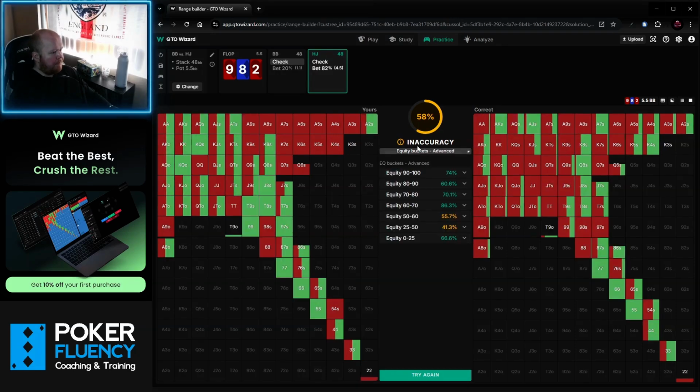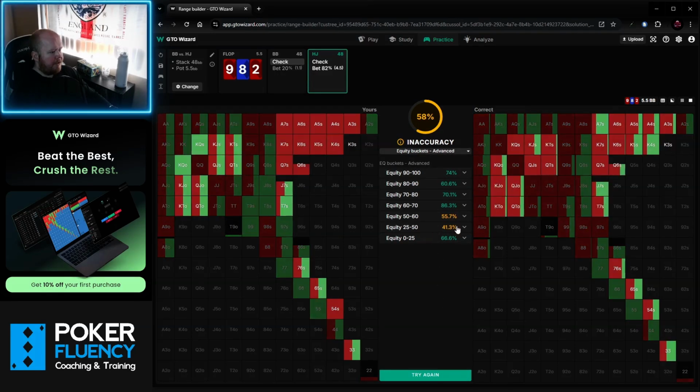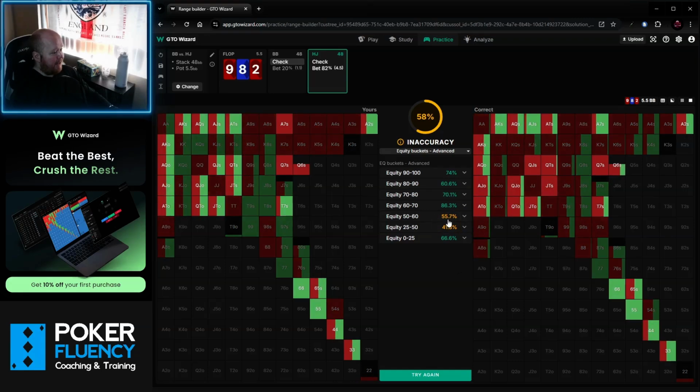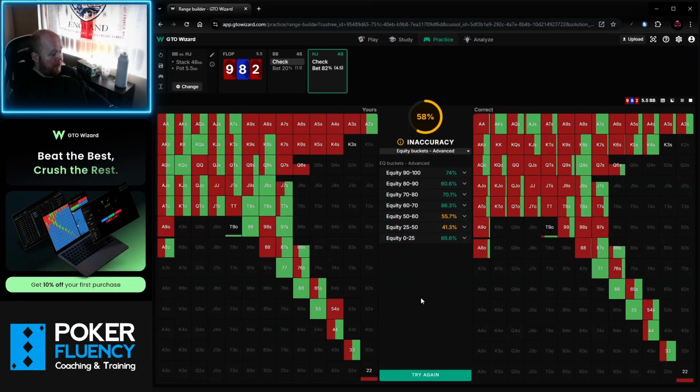We did pretty well. If we look at the advanced equity buckets, the only buckets that we got wrong, we actually got everything from 60% upwards pretty correct. Getting a green here is very good. We also got a green on the weakest hands, on the bottom of our range. And it's only really the middle of our range that we were a little bit inaccurate on. What we didn't get is a red. We didn't get a red anywhere. And that's what you want. You want to avoid getting a red here.